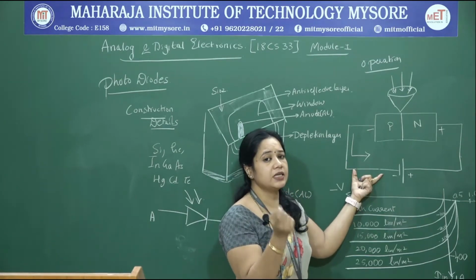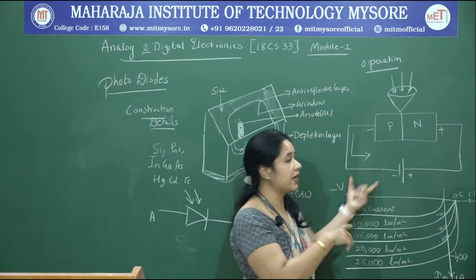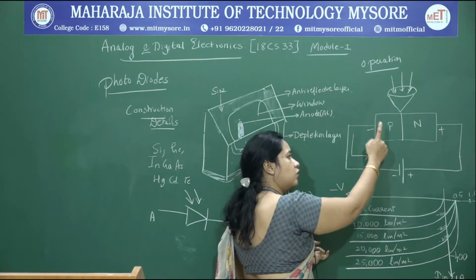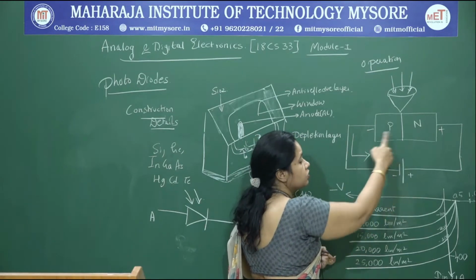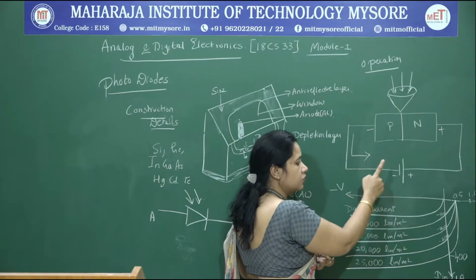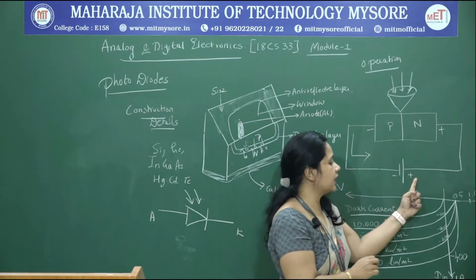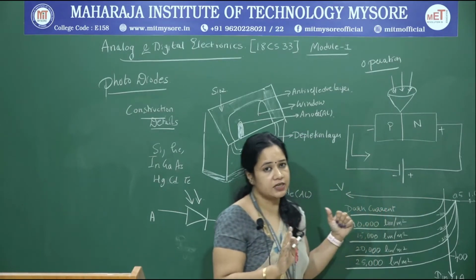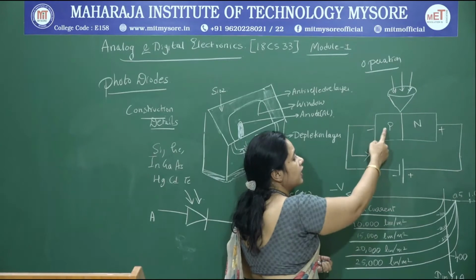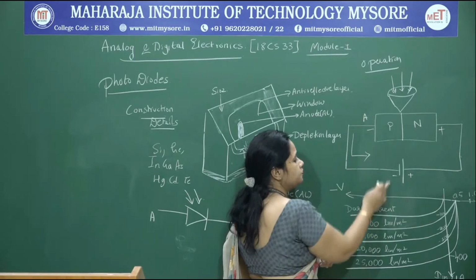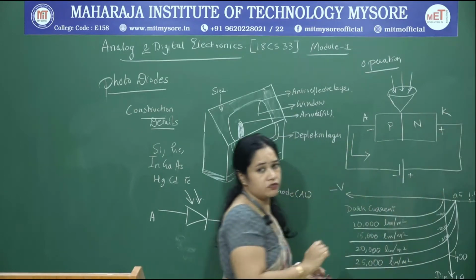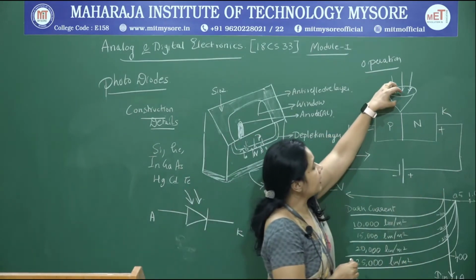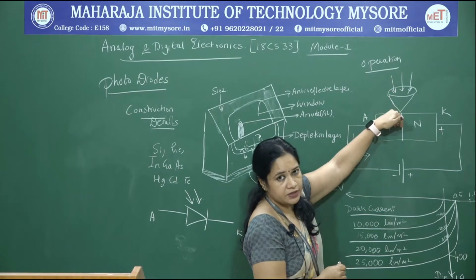So when do we say the photodiode is reverse biased? When the anode is connected to the negative terminal and the cathode is connected to the positive terminal, we call it reverse biased. So we are connecting the anode to the negative terminal and the cathode to the positive terminal of the battery, and we allow light to fall on the PN junction.